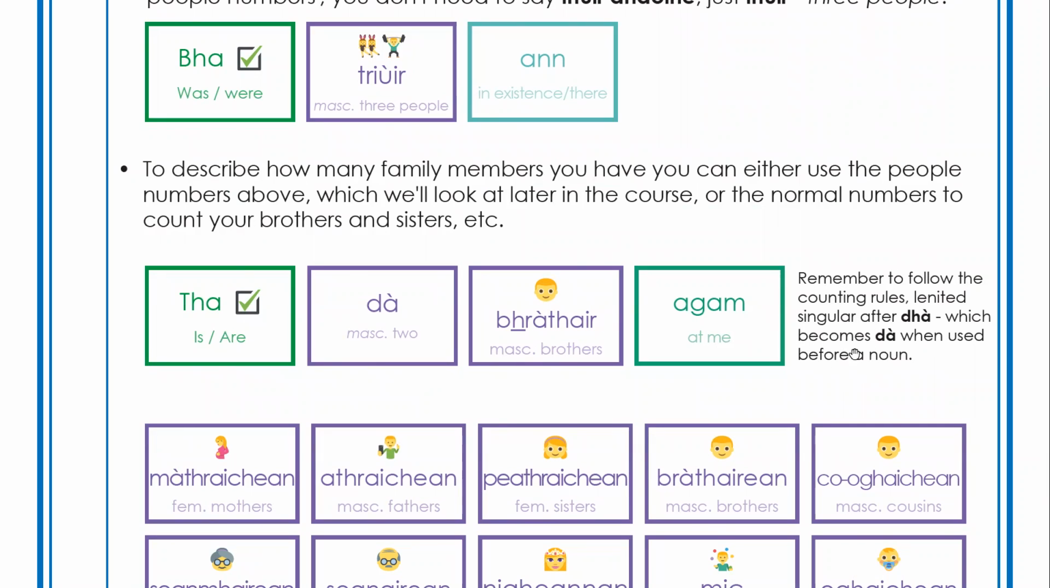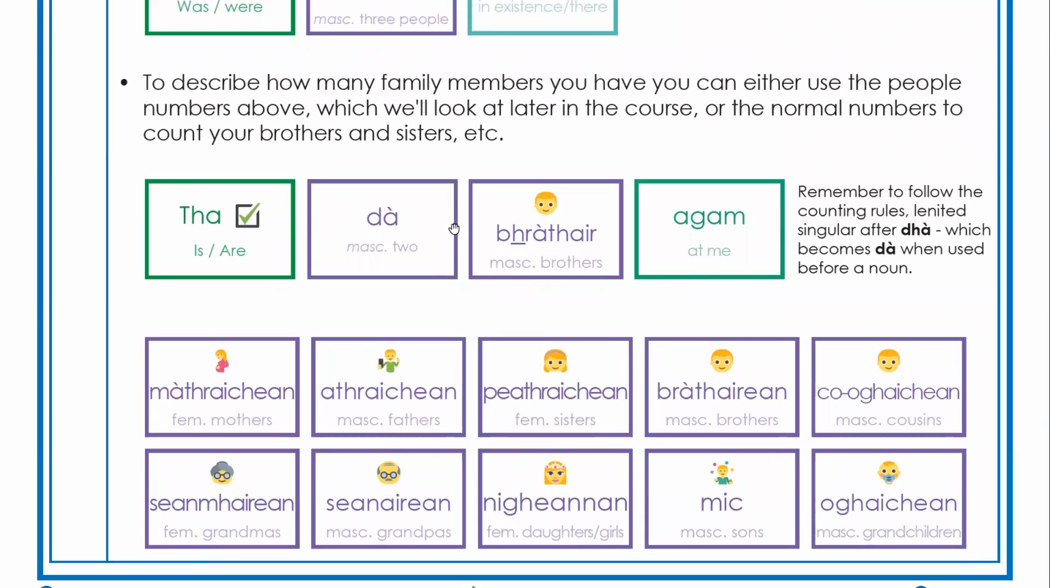Just a note here to remember to follow the counting rules. So, un bhreathir, da bhreathir, trí bhreathirin, ceithrear, ceith bhreathirin. So we just keep the singular form of the noun for un and da. And what is normally ga becomes da before a noun. So, un bhreathir, da bhreathir, but trí bhreathirin, three brothers.